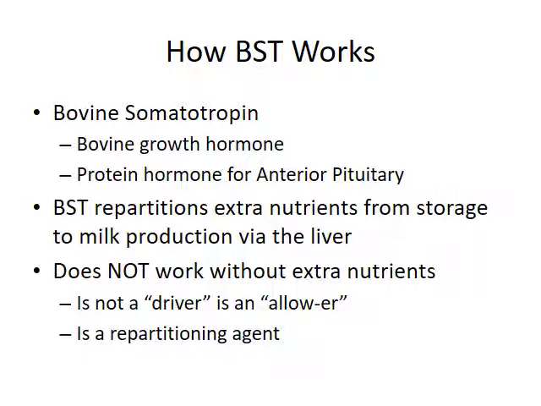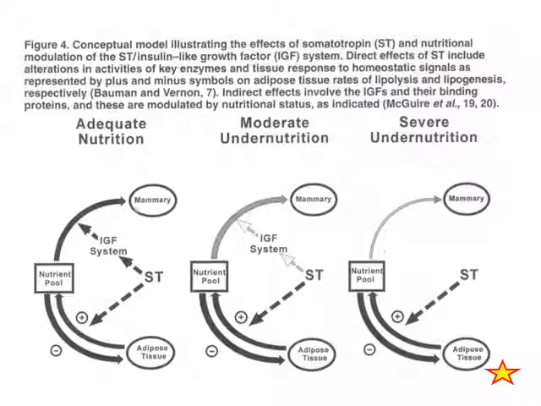So BST does not work without extra nutrients. The cow needs to be in a positive energy balance. Anybody who's ever given it knows you have to wait 8 weeks, according to label, 56 days before you can give it. And it's an allower, not a driver. So it's a partitioning agent. If there's extra nutrients there, the animal will take advantage of them. So here's an illustration of that. With inadequate nutrition, we have the somatotropin, the IGF system from the liver secreted. It's going to take the nutrient pool and shift it over to the mammary gland.